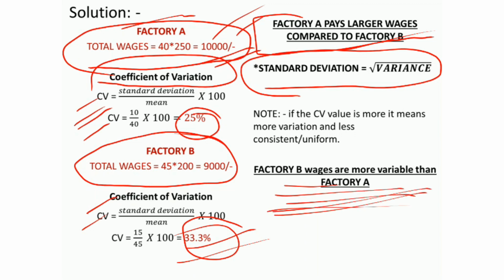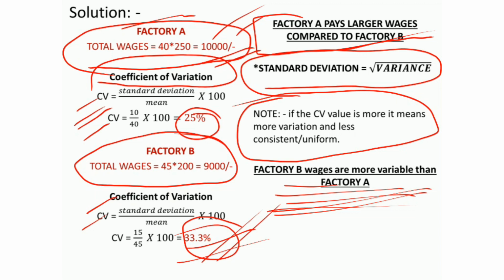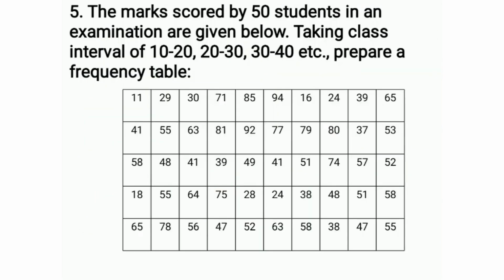So you need to understand this. Note, if the CV value is more, it means more variation and less consistent and uniform. In this question, they asked to find the variation. So the CV value of factory B is more. That means variation is more in factory B compared to factory A. I hope you are clear with this concept.